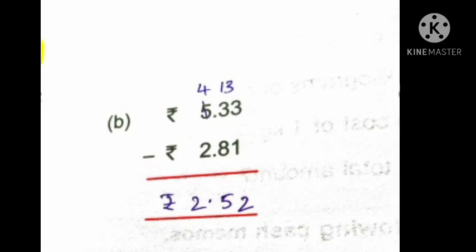3 minus 1 is how much children? 2. We cannot separate 8 from 3. So what should we borrow from 5? If we borrow from 5, this 5 becomes 4 and this 3 becomes 13. 13 minus 8 is how much children? 5. The dot remains in the same column in the subtraction also. Next, 4 minus 2 is 2. Then you write the symbol rupees. What is the final answer we got children? Rupees 2.52.